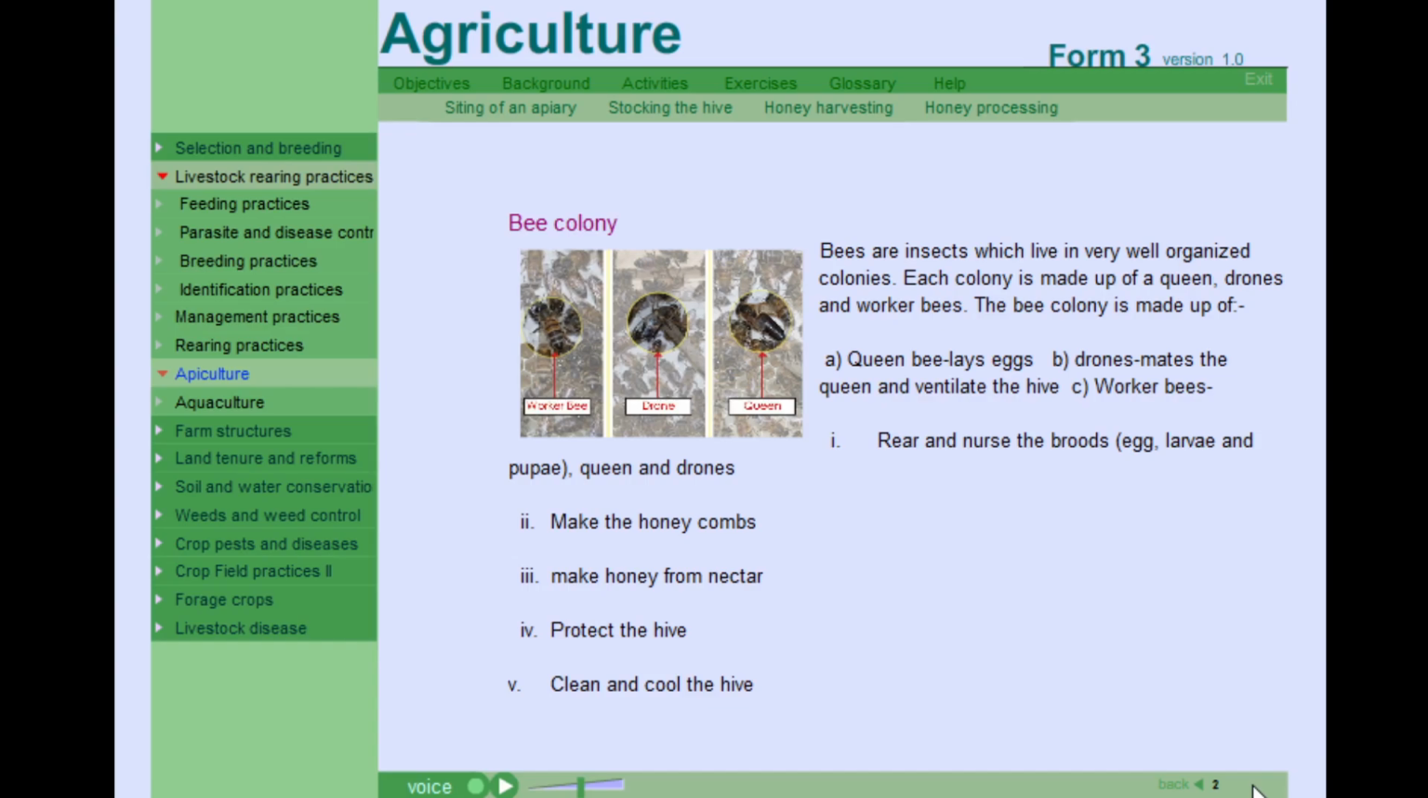Bee colony. Bees are insects which live in very well organized colonies. Each colony is made up of a queen, drones, and worker bees. The queen bee lays eggs, drones mate the queen and ventilate the hive, and worker bees rear and nurse the brood, that is, egg, larva and pupa, the queen, and drones. They also make the honeycombs, make honey from nectar, protect the hive, and clean and cool the hive.